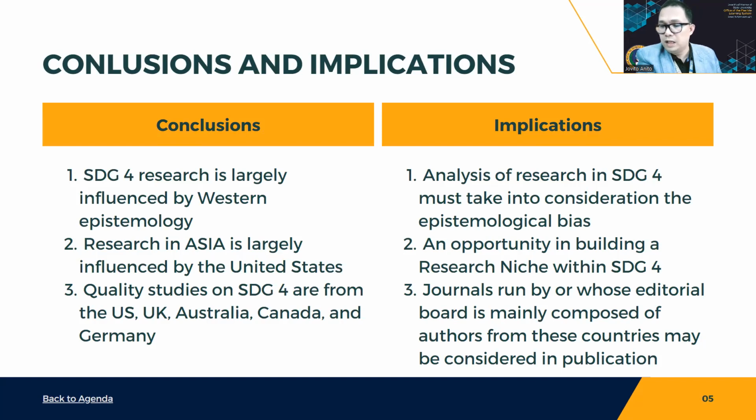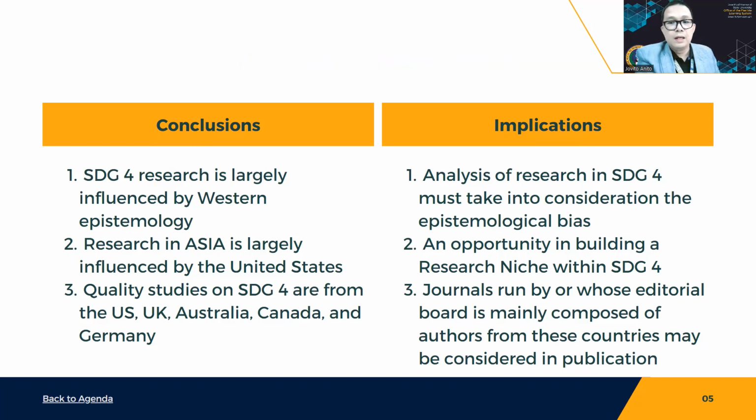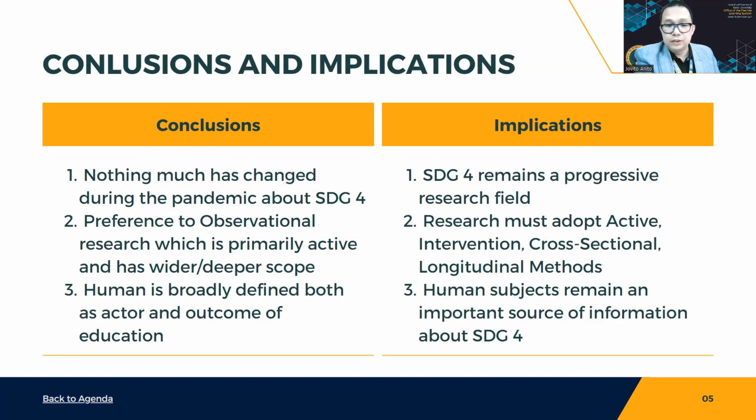So we have to look at the composition of the journal, where it is originating from, because if it is run by authors or editors coming from these countries, then they may also have a certain degree of bias against studies that do not resonate with the studies done in their respective countries. And in terms of the network map, nothing much has changed during the pandemic about SDG4. It means that SDG4 remains a very progressive research field, and it encourages everyone to engage in research on SDG4.